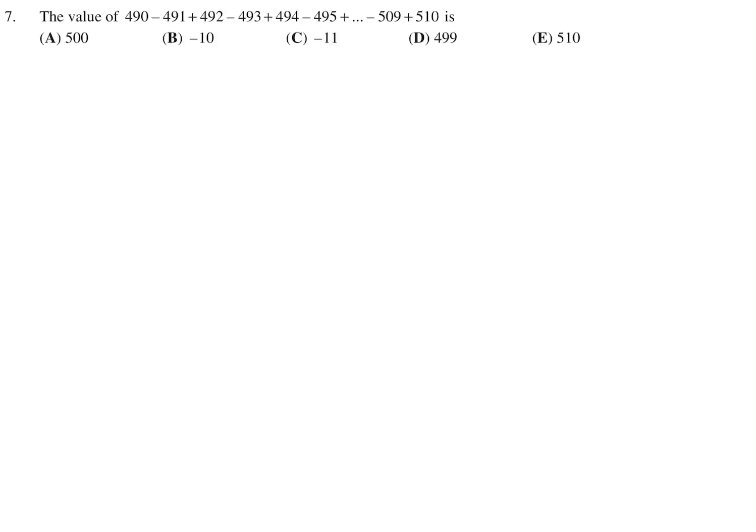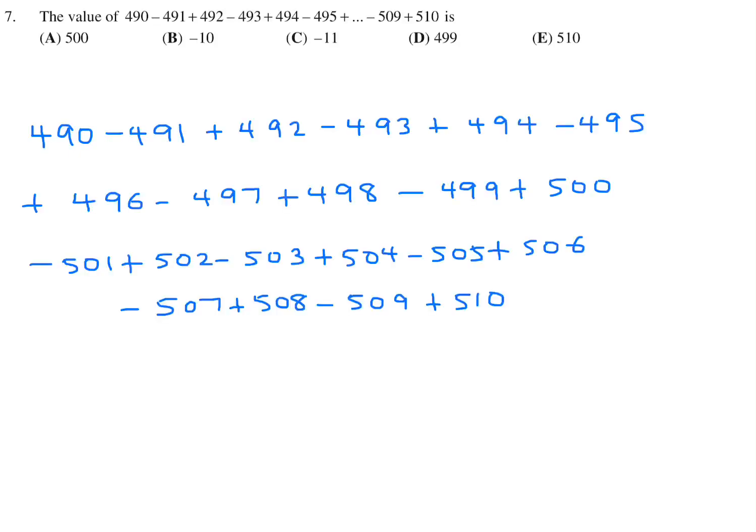The value of 490 minus 491 plus 492 minus 493 and so on, all the way up to 510 is. All right, let's write this out. 490, 491. All right, we've got it all written out. And you'll notice if you look at each individual number, it just increases by 1. 490, 491, 492, and so on.